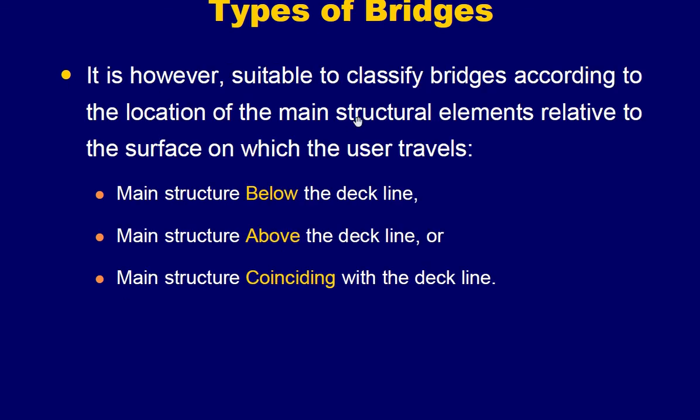It is, however, suitable to classify bridges according to the location of the main structural elements relative to the surface on which the user travels. So there is another classification of the bridges according to the location. For example, if the main structure is below the deck line, or if the main structure is above the deck line, or if the main structure is coinciding with the deck line. So there are three types of bridges on the basis of location of main structural elements, and I will explain in the coming slides. Okay.